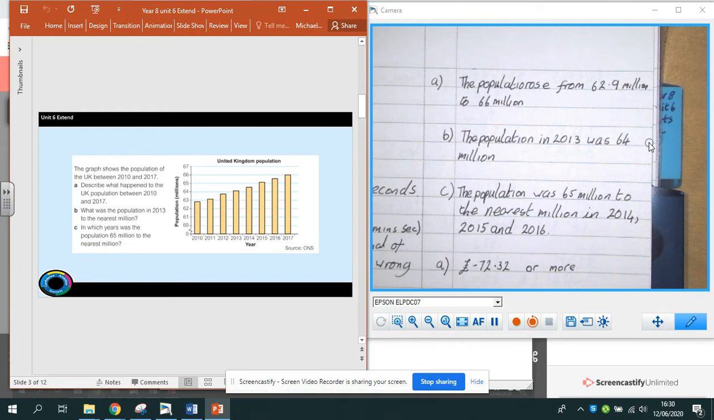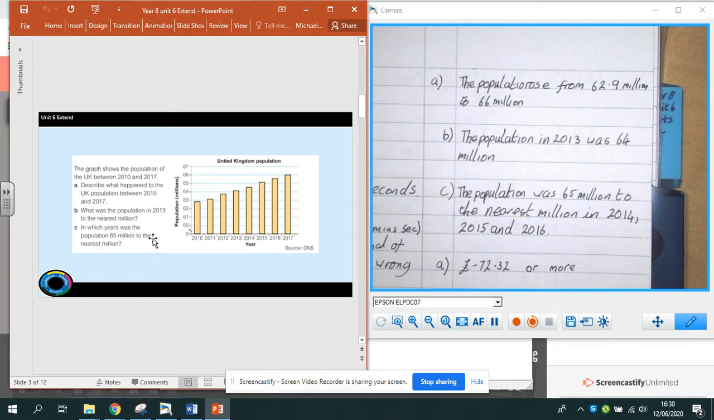What was the population in 2013 rounded to the nearest million? Well, we're looking at 2013. It's sort of there-ish, and so that's just over 64. It's definitely not as much as half. So that would be 64 million.